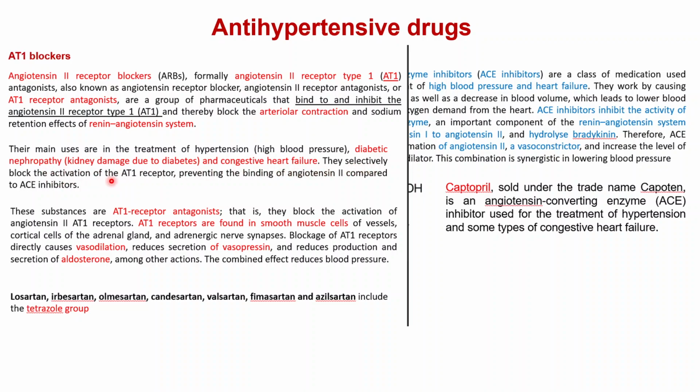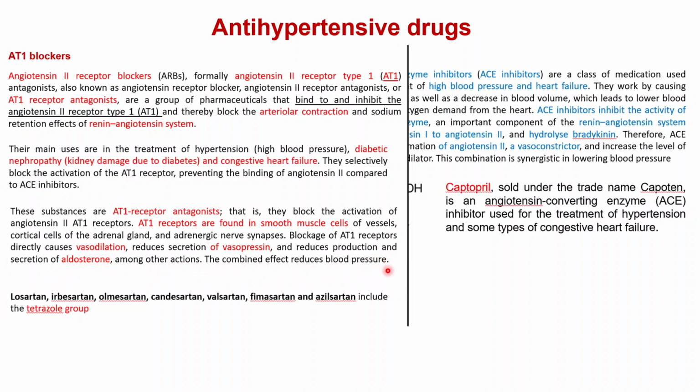They selectively block the activation of the AT1 receptor, preventing the binding of angiotensin 2, compared to the ACE inhibitors. These substances are AT1 receptor antagonists. They block the activation of angiotensin 2 AT1 receptors. AT1 receptors are found in the smooth muscles of the vessels, corticotropic cells, and the adrenal gland. Blockage of the AT1 receptors directly causes vasodilation, reduces the secretion of vasopressin, and reduces the production and secretion of aldosterone, among other actions.